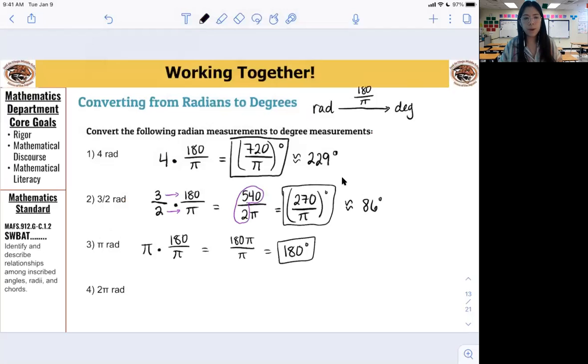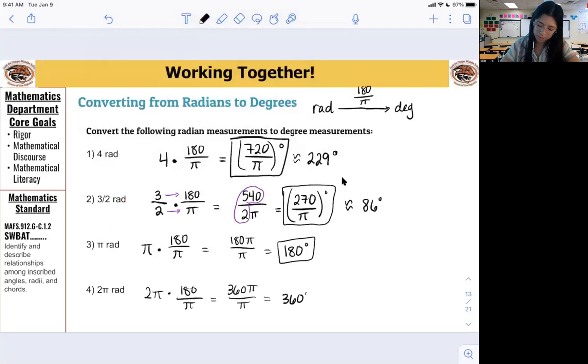So what's 2 pi radians? Yeah, 360. Now let's see why that works out. 2 pi times 180 over pi. That's 360 pi over pi. They cancel out. I'm left with 360 degrees.